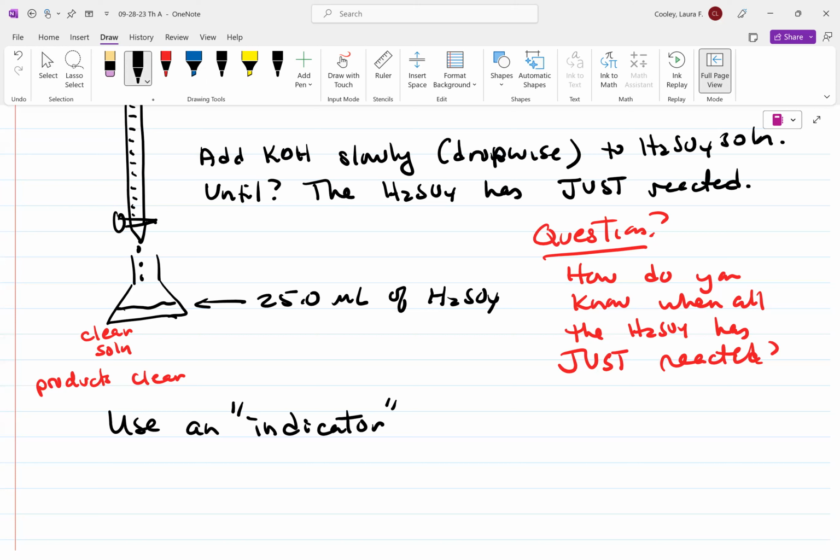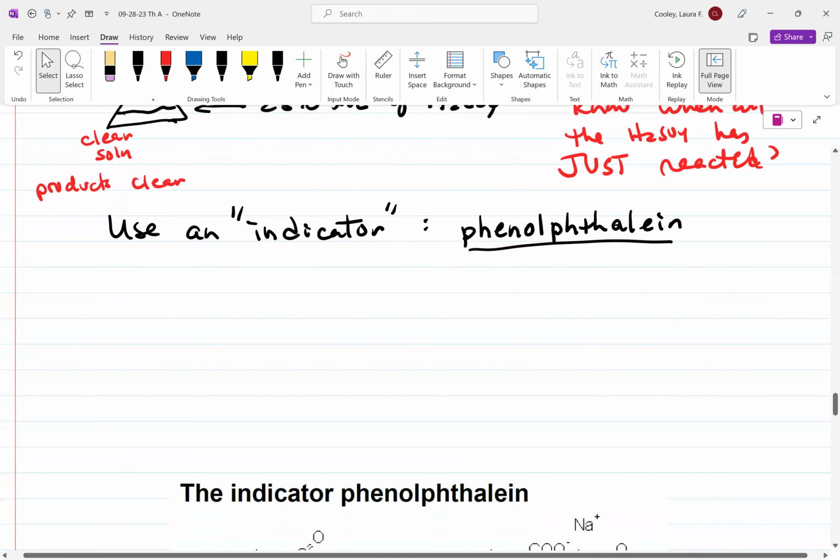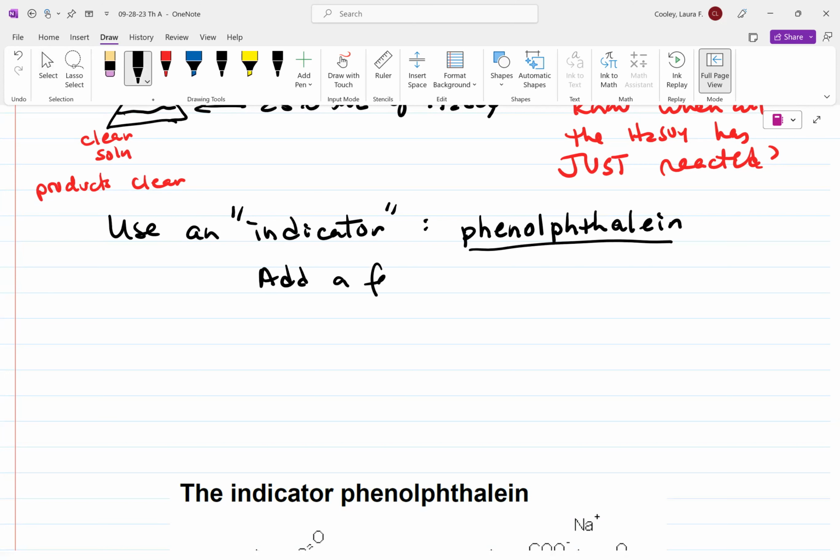Okay, and the indicator that we use is called, okay, here goes, phenolphthalein. You don't have to know that name, but phenolphthalein, you always kind of have to spit a little when you say it, if you say it right. So I try not to say it right. Phenolphthalein is a very interesting chemical. And what you do is you add a few drops of a solution of phenolphthalein to the H2SO4 at the beginning.